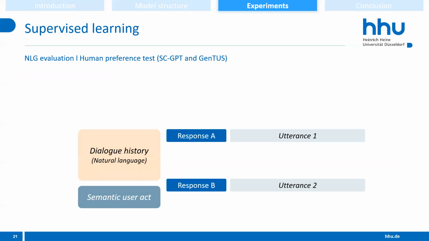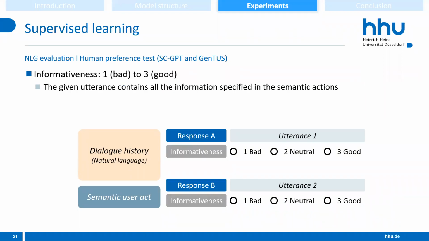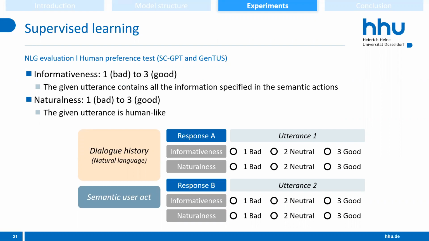And we also conduct a human preference test. We give the users the dialogue history in natural language, the semantic user act, and the utterance generated by SC-GPT or GenTUS based on this given information. The users should evaluate based on informativeness, which means the given utterance contains all the information specified in the semantic actions, so it is similar to the slot error rate. The second one is naturalness, which means whether the given utterance is human-like or not. All scores are from 1 to 3.